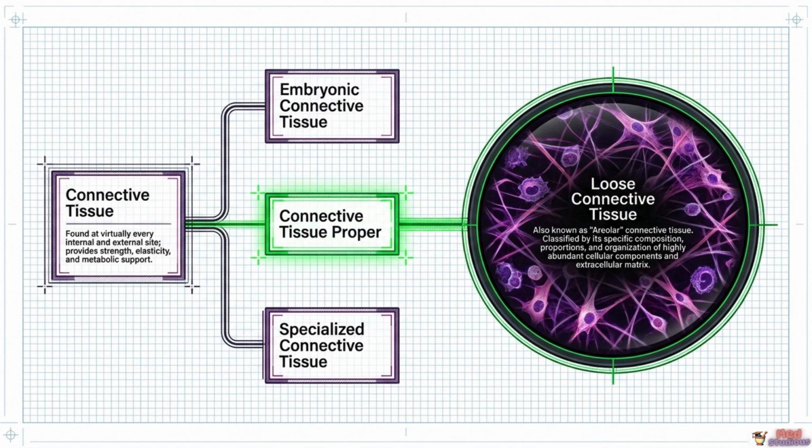Loose connective tissue falls precisely under this category of connective tissue proper. You will often hear it referred to by its alternate name, areolar connective tissue. It earns this classification because of its specific, highly abundant cellular components and its loosely organized extracellular matrix. This loose organization is no accident. It is functionally necessary to allow nerve fibers, blood vessels, and immune cells to travel freely through the tissue.